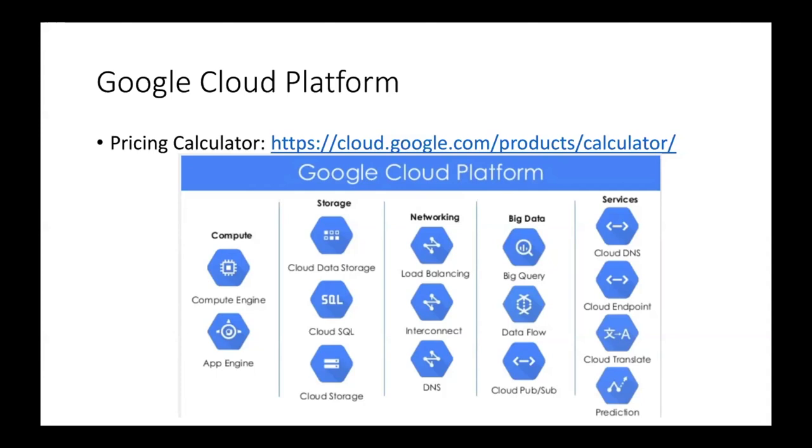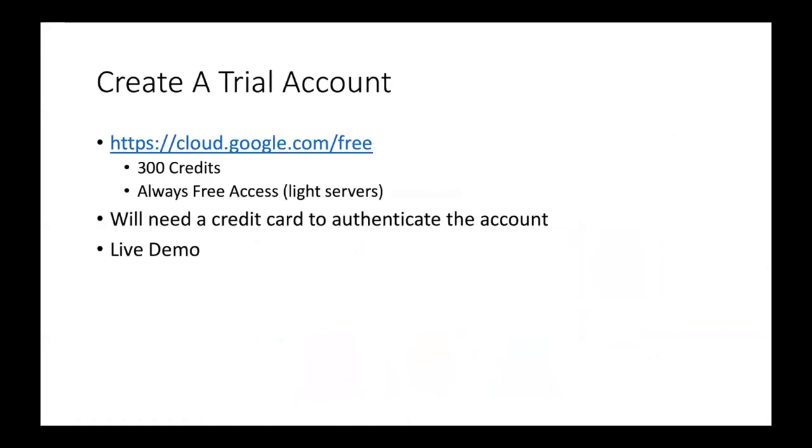But in general, there's a whole bunch of service layers as well that Google offers. So you get access to things like Google Translate. If you needed to build websites to translate from different languages, they have that built in. There are prediction algorithms that you can leverage. So that's the Google Cloud Platform.